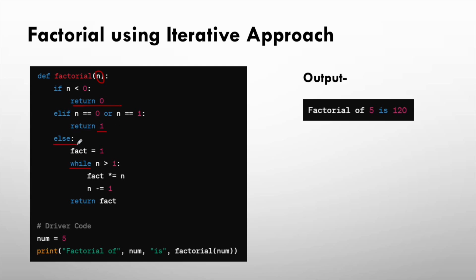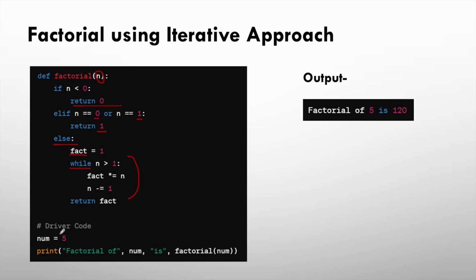Now, in the else part, this is the main part of the function. So first, we're defining a variable called fact, and we're assigning it the value 1. While n is greater than 1, fact is equal to fact into n. So we're taking this 1 and it's multiplied by n. Then it goes to the next line where n becomes n minus 1. And we return this fact. But this part is repeated while n is greater than 1 till n is 0 or 1.